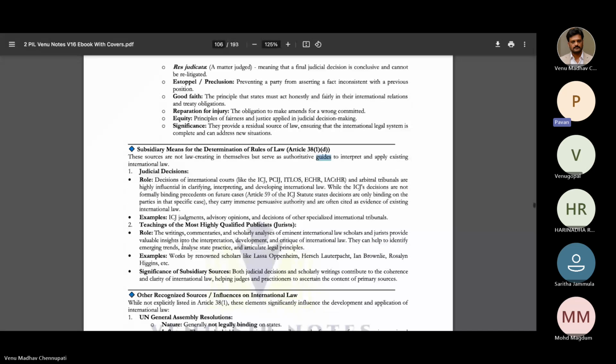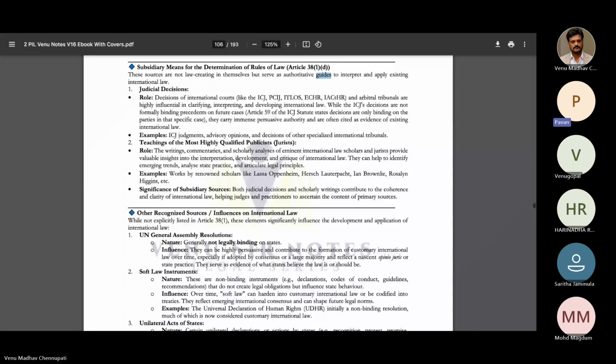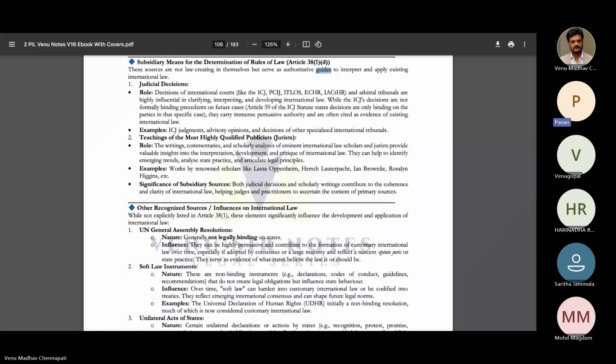Teaching of the most highly qualified publicists, or jurists. The writings, commentaries, and scholarly analysis of eminent international law scholars and jurists provide valuable insights into the interpretation, development, and critique of international law. They can help to identify emerging trends, analyze state practice, and articulate legal principles.